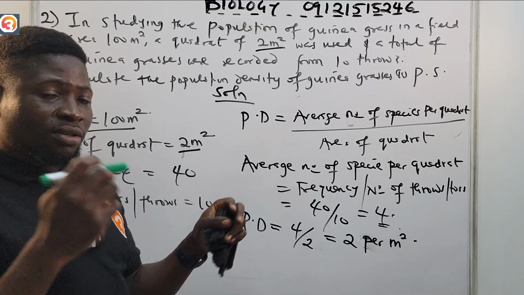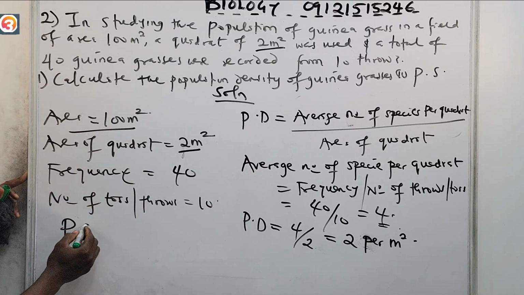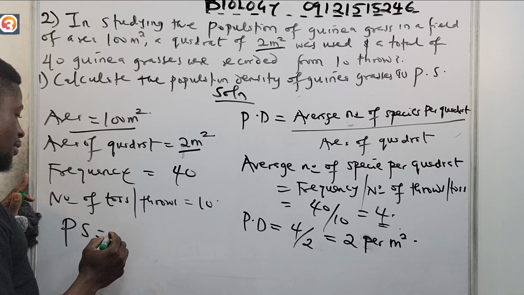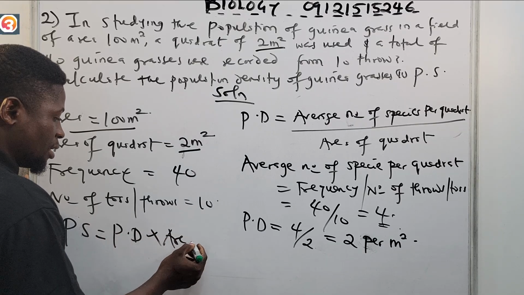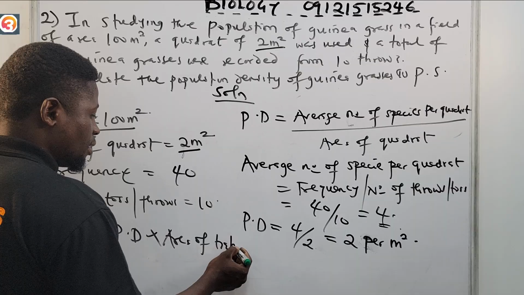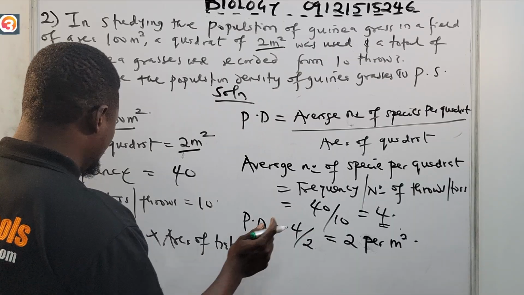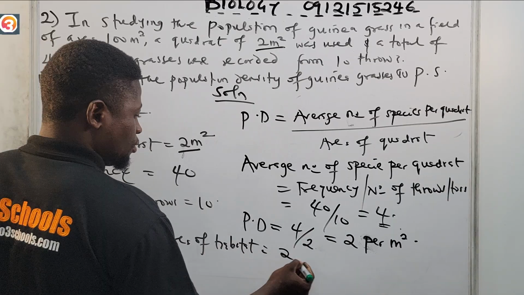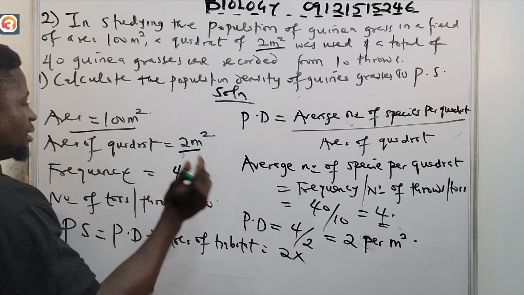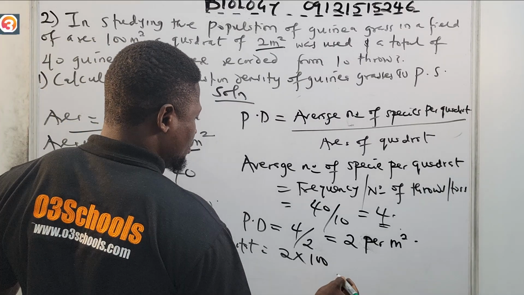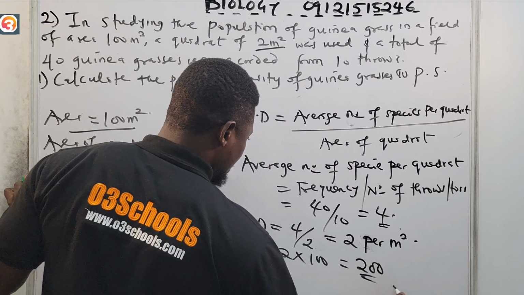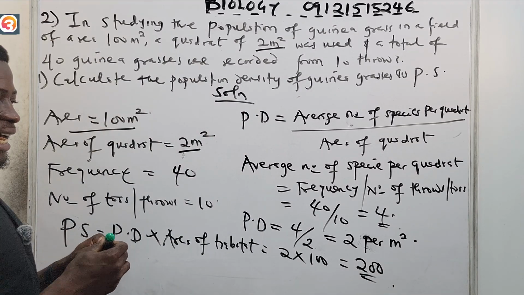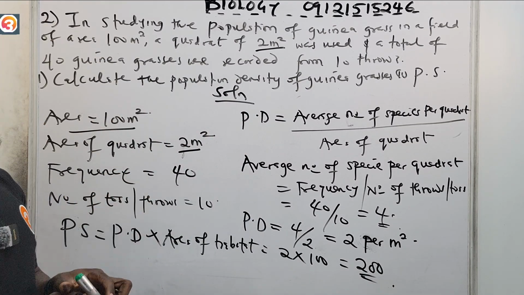Now for population size, you know that population size is population density times area of habitat. What's our population density? It is 2. And the area of habitat is 100. So our answer there will simply be 200. All right, so that's our population size. Simple as ABC. Are you seeing it?